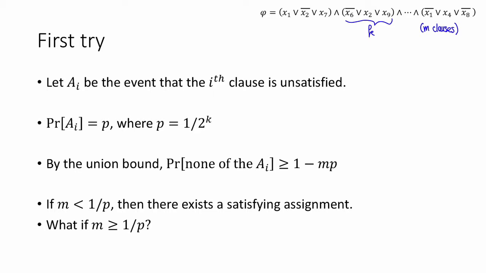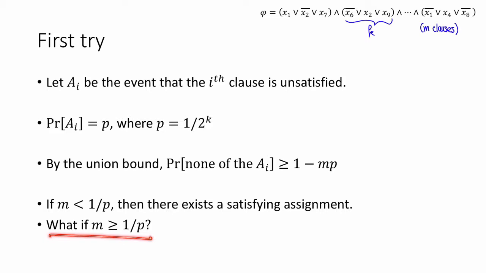By the union bound over all m clauses, the probability that none of the a sub i occur is at least 1 minus m times p, where m is the number of clauses. Thus, if m is less than 1 over p, there exists a satisfying assignment. That's kind of neat. That means that any formula with not too many clauses is satisfiable. On the other hand, what happens if m is greater than 1 over p? What can we do then?